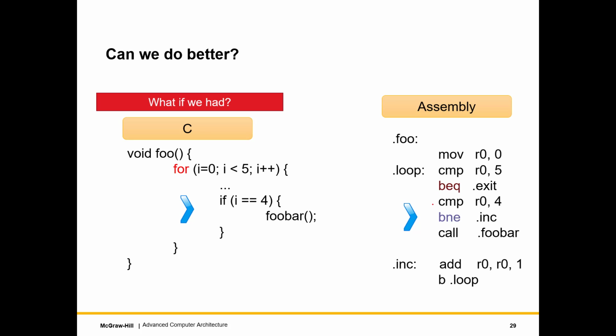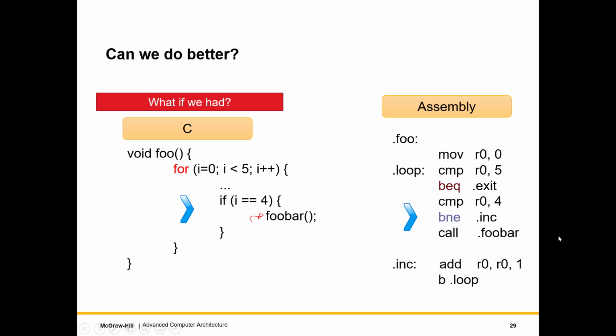Can we do better? Well, let us consider a slightly more complicated piece of code and let us look at if we can do better or not. So let us take a look at this piece of code which has 5 iterations. In the last iteration, which is if i is equal to 4, then we call some other function which is foo bar. So this function is called.